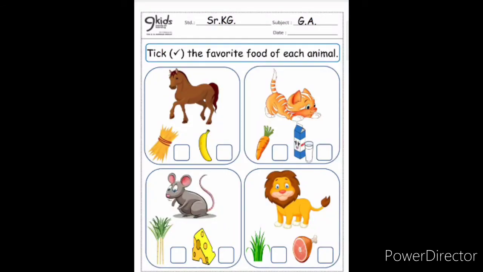In this worksheet, you have to tick the favorite food of each animal. First picture is of horse, and horse's favorite food is hay or banana. Next picture is of cat, and cat's favorite food is carrot or milk. Next picture is of rat, and rat's favorite food is sugarcane or cheese. Lion. Lion's favorite food is grass or meat.